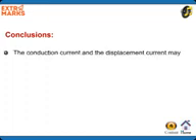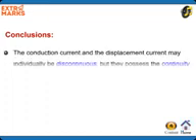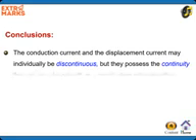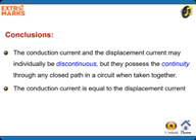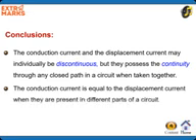Conclusions drawn from the previous study are shown here. The conduction current and the displacement current may individually be discontinuous, but they possess the continuity through any closed path in a circuit when taken together. The conduction current is equal to the displacement current when they are present in different parts of a circuit.